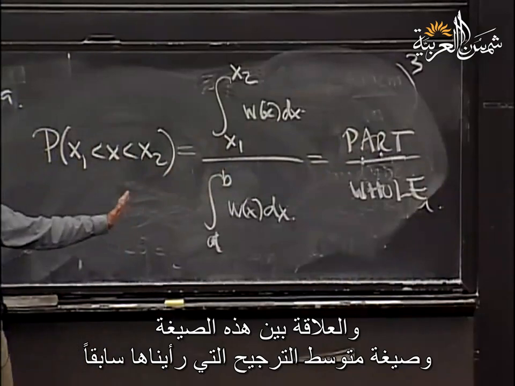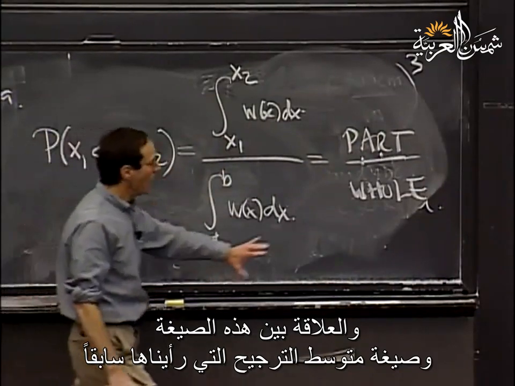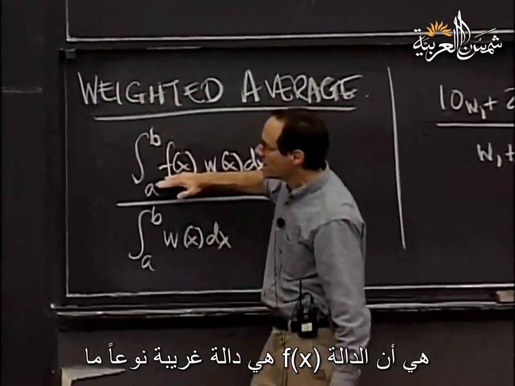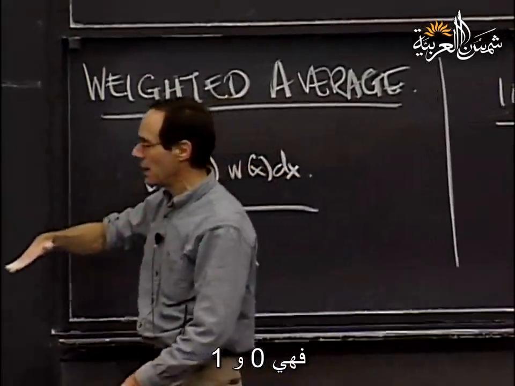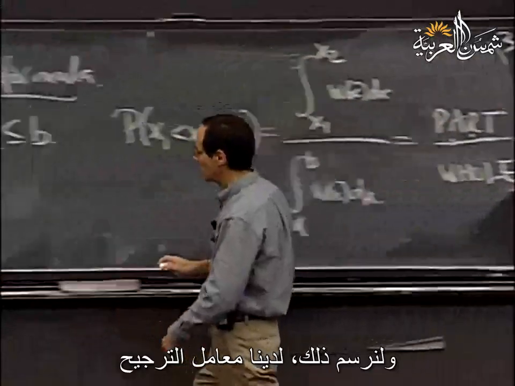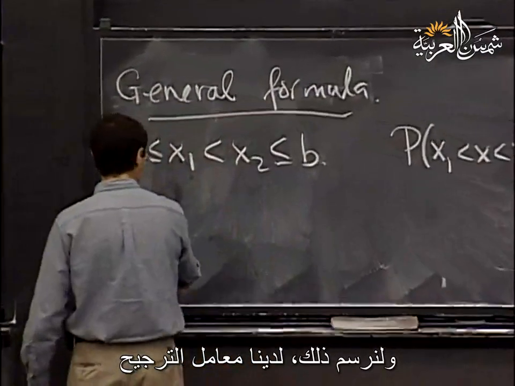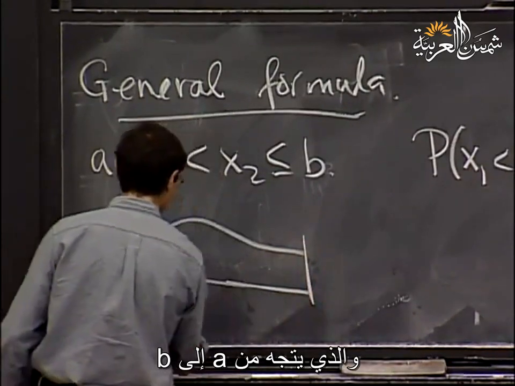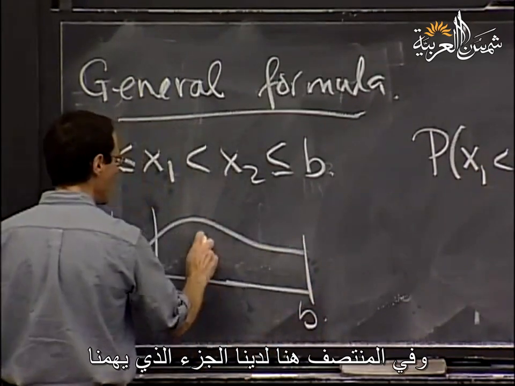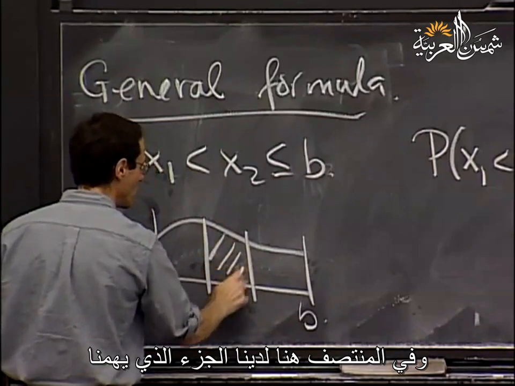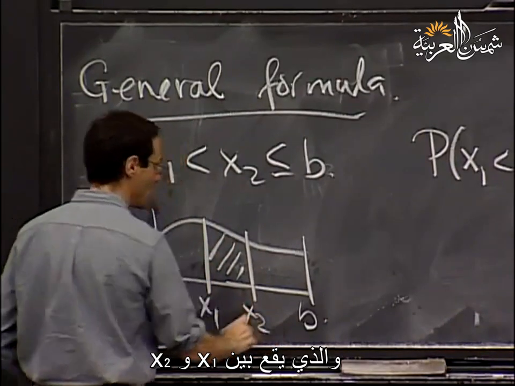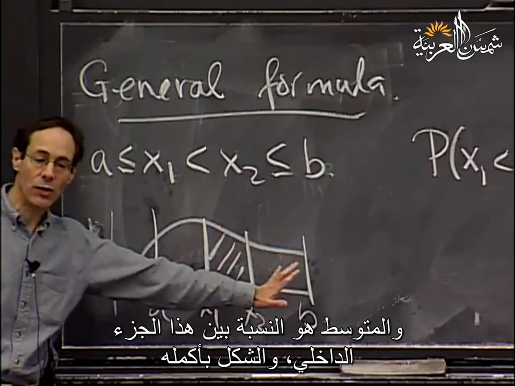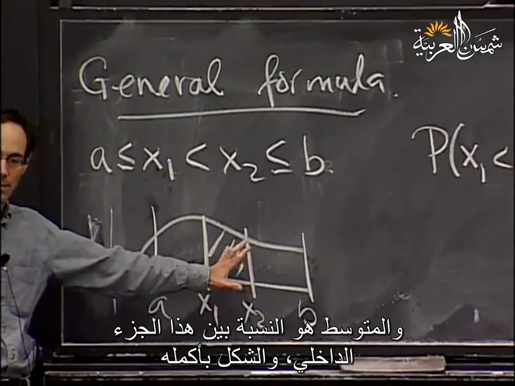And the relationship between this and the weighted average that we had earlier was that the function f of x is a kind of strange function. It's 0 and 1. The picture, if you like, is that you have this weighting factor going from A to B. But then in between there, we have the part that we're interested in, which is between x1 and x2. And it's the ratio of this inner part to the whole thing that we're interested in.